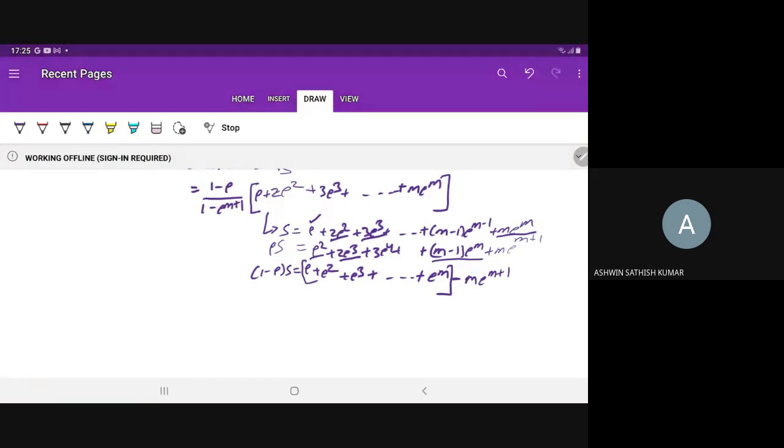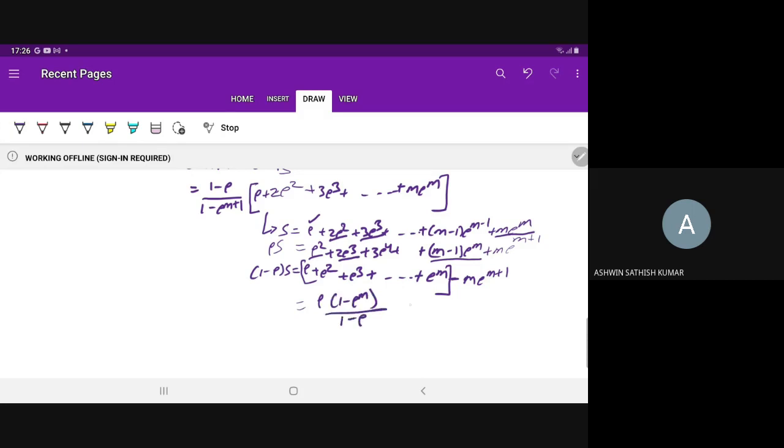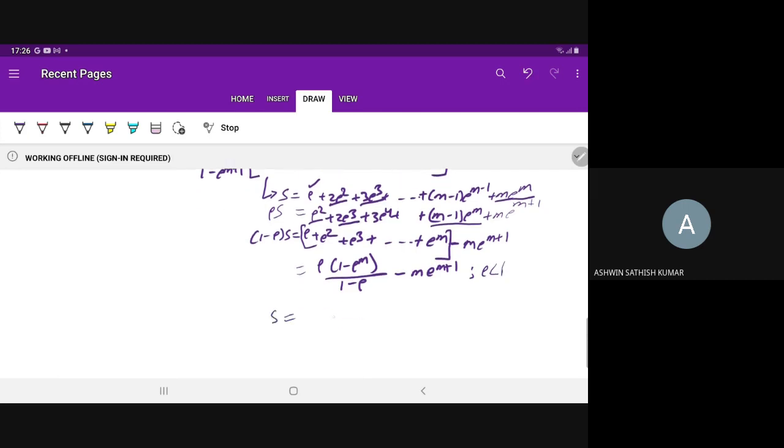This is the finite geometric series with the first term rho and common ratio rho. So its sum will be rho into 1 minus rho to power m upon 1 minus rho, minus m rho to power m plus 1. That is the finite geometric series, and we know that rho is less than 1. So S will be rho into 1 minus rho to power m upon 1 minus rho whole square minus m rho to power m plus 1 upon 1 minus rho. That is the required sum.